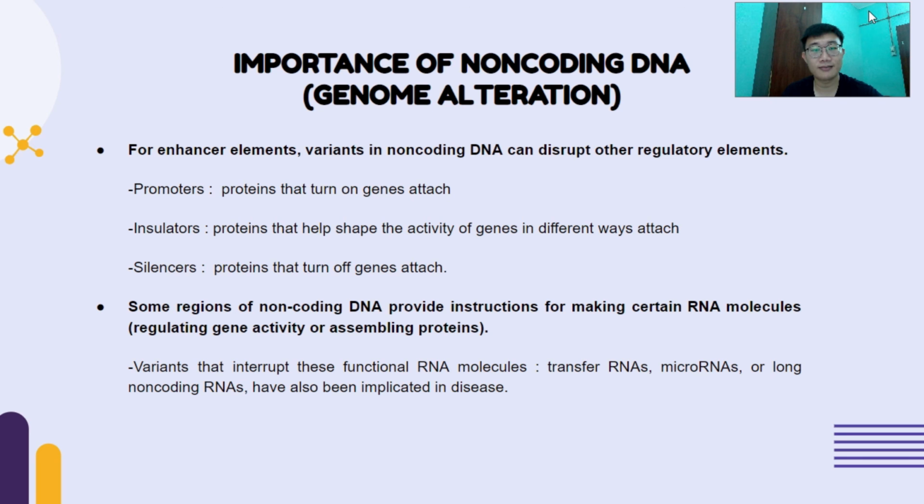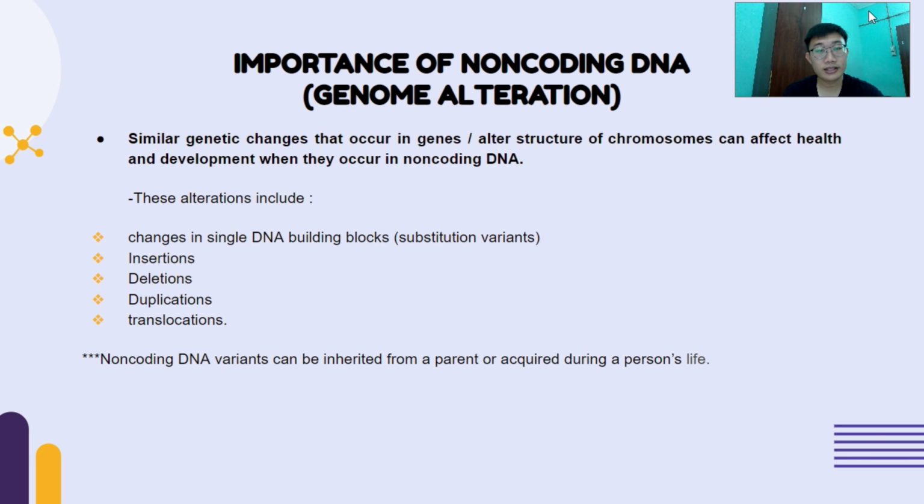implicated in disease. The same type of genetic changes that occur in genes or that alter the structure of chromosomes can affect health and development when this occurs in non-coding DNA. These alterations include changes in single DNA building blocks, also known as substitution variants, insertions, deletions, duplications, and translocations. And do take note that the non-coding DNA variants can be inherited from a parent or acquired during a person's life.